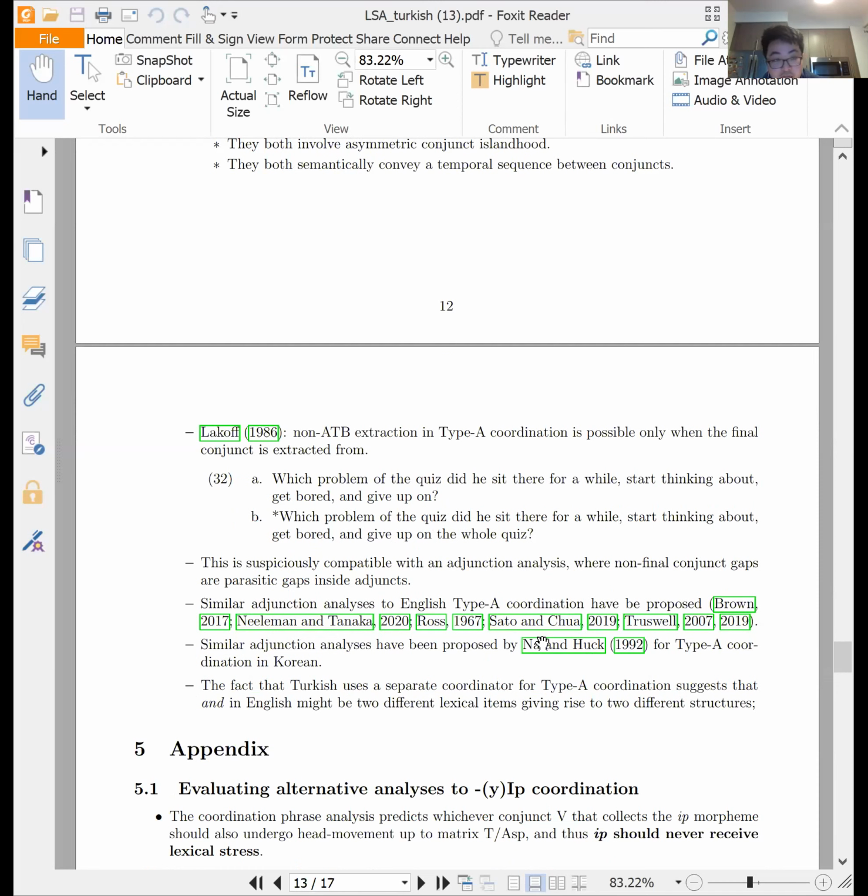I guess I'm running out of time, but I'm happy to talk more about type A coordination in the Q&A session if anyone is interested. Okay, thanks.